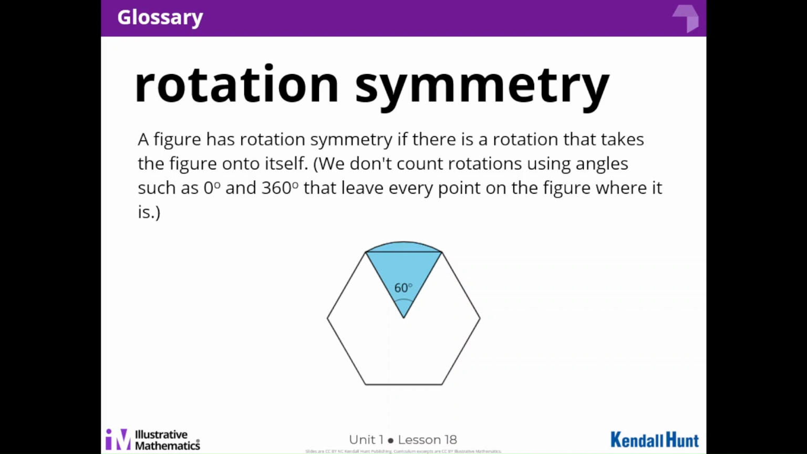So in this case, we have a hexagon. There's 6 sides to a hexagon. So 360 divided by 6 gives us 60 degrees. So every time I rotate this 60 degrees, I can move the points so that they're not in the same spot, but I'm going to get an image that looks exactly the same.